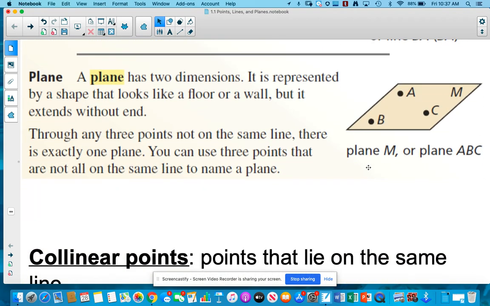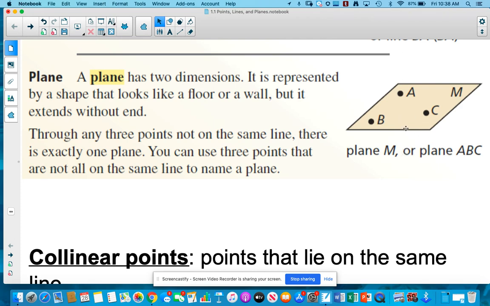Okay, so now let's talk about a plane. A plane has two dimensions. It is represented by a shape that looks like a floor or a wall, but it extends in every direction without end. So to name this plane, you would name it plane M. Notice it's not a vertex, it is actually naming the plane. Or you could name it plane ABC. You have to use 3 points, not all in the same line, to name a plane.